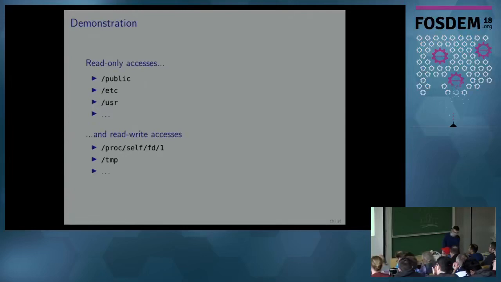Now, let's see a demo. So it's really a simple one. There are two kinds of whitelists which are configured by user space. The first one is a read-only set of file hierarchies which will be available in a read-only way. So for web servers, there's /public and /etc, /usr, and so on. And another whitelist, which is allowed to be written on. So the /tmp to be able to write some temporary files.